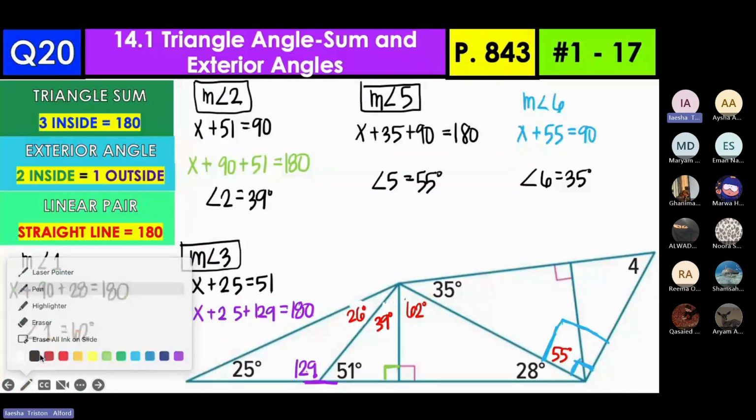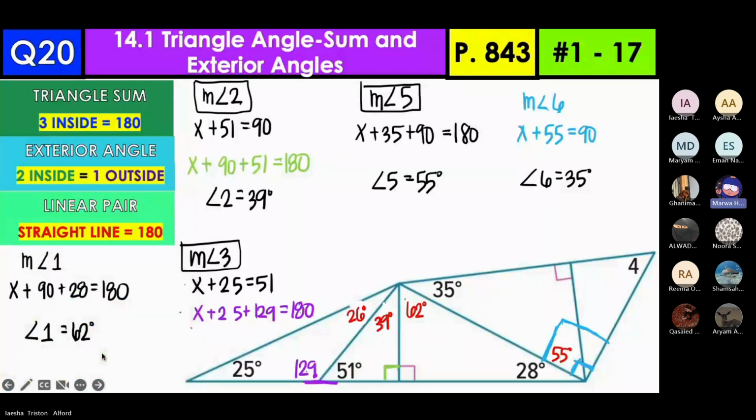Last one, number 4. So what can you do? We could do triangle sum or exterior angle. Depends on you, your choice. So if we're going to do angle 4, what is the exterior angle? 90 plus 35. Right. This is the exterior angle, right? These two equal the one outside. So you could use that one.